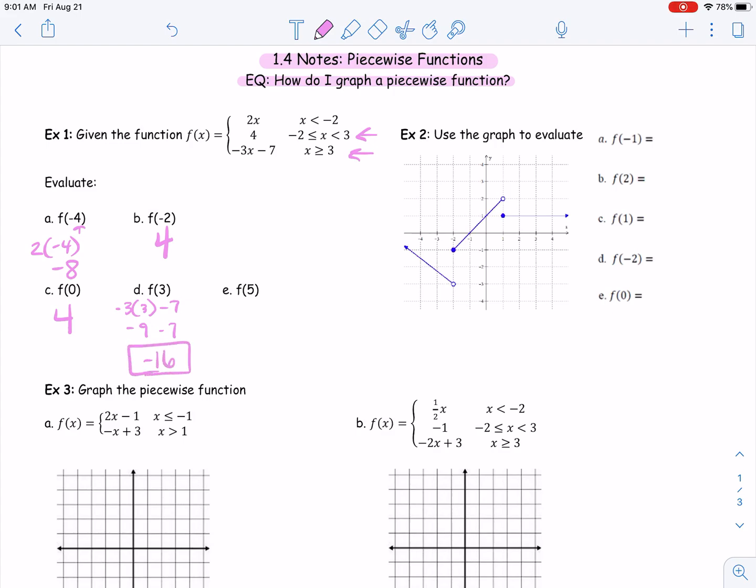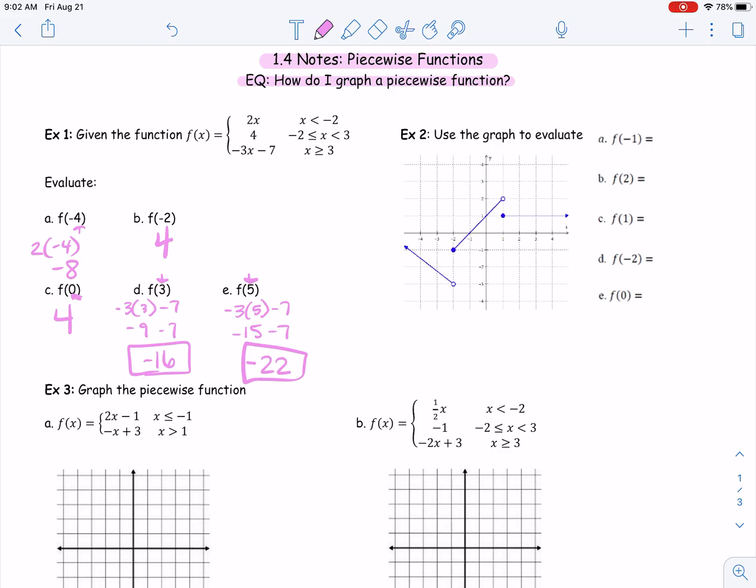And the last one is 5. Again, that's going to fit into that last function. I want x's that are greater than or equal to 3. 5 is greater than or equal to 3. So I plug in 5. That's going to be negative 15 minus 7, which would be a negative 22. Okay, so you're looking at this x value to determine which domain it fits into, and then plug it into that according function.